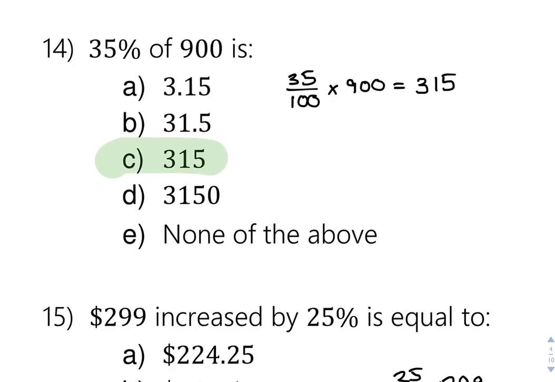35% of 900. So there's a few ways to do this. In your calculator, you can write 35% times 900, or 35 divided by 100 times 900, or 0.35 times 900 equals 315. Any of these methods would work.